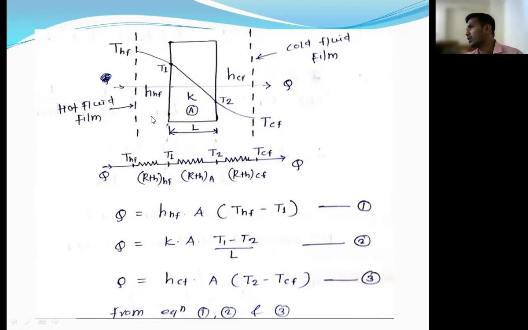So for the hot fluid, what is the temperature difference, THF and T1? These are the temperature differences for this hot fluid. And what is the thermal resistance? Thermal resistance of the hot fluid. Okay, then thermal resistance of plate A, this is conduction, so thermal resistance of plate A. Then thermal resistance of this convection. From here to here there will be convection, from here to here there will be conduction, and from here to here there will be convection. Okay, so whatever the resistance of this, that is thermal resistance of the hot fluid. Whatever the resistance in between this, that is thermal resistance of plate A, and whatever the thermal resistance of the cold fluid, that is thermal resistance of the cold fluid.